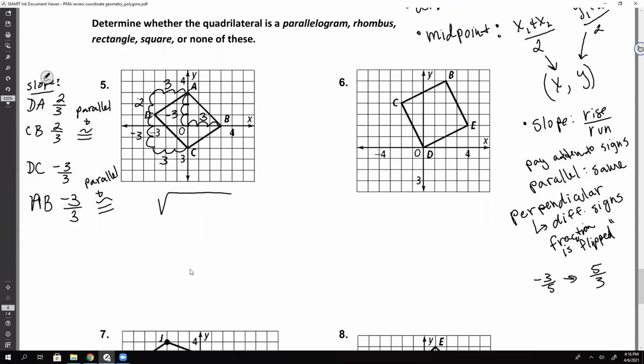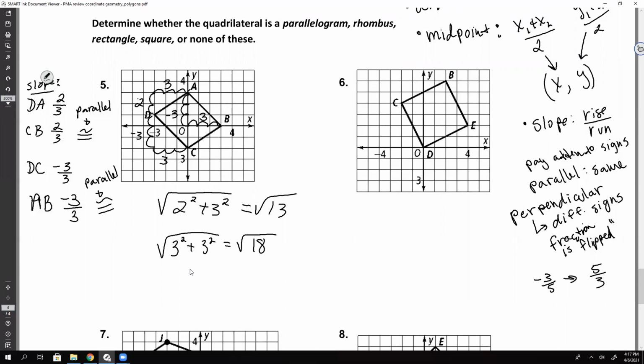So for one pair of sides, we had 2 and 3 from our triangle. So 2 squared is 4 and 3 squared is 9. So 9 plus 4, that's square root of 13. And then on our other one, we had 3 and 3. When you're doing the distance, it doesn't matter about the positives or negatives from that slope. So 3 squared is 9, another 3 squared is another 9, so that's a square root of 18. So are all of our sides congruent? No. So that gets rid of rhombus and a square. So no rhombus, no square. Now it's either a rectangle or a parallelogram.